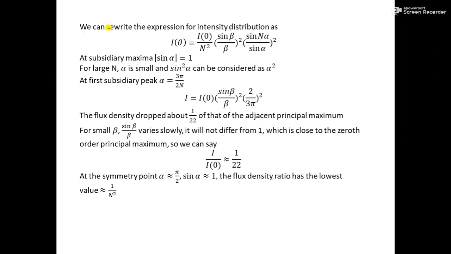Now, rewrite the equation. We can rewrite it as I(θ) = I(0) × (sin β / β)² × (sin nα / sin α)². At subsidiary maxima, the modulus of sin α is equal to 1, and for large n, α is small and sin²α can be considered as α².